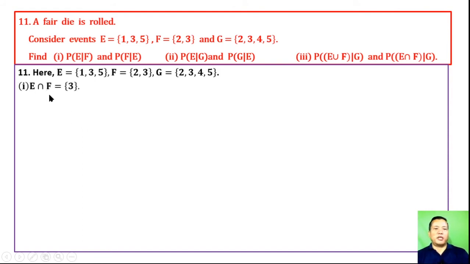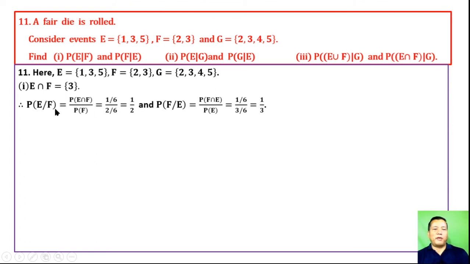E intersection F is 3. Therefore P of E by F is P of E intersection F by P of F, which is 1 by 6, P of F is 2 by 6, so it is half. P of F by E, by the formula, is P of F intersection E, which is 1 by 6, P of E is 3 by 6, so it is 1 by 3.